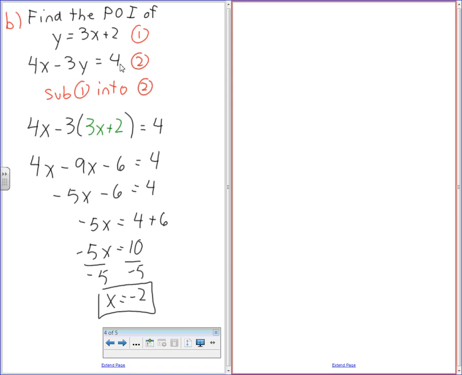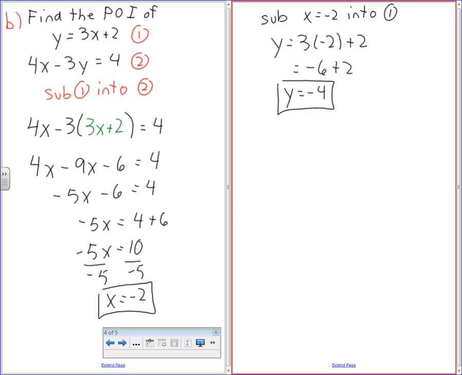Now we have to get the y value. Can someone be brave and tell me how to get the y value? Yeah, Nick, go. Very good. So I'm going to sub that into my first equation, and he said it exactly right. You could have subbed it into here, but there's too much going on here, right? The first one is much simpler. So it's going to be 3 bracket negative 2 plus 2, which happens to be negative 6 plus 2, so y is negative 4.